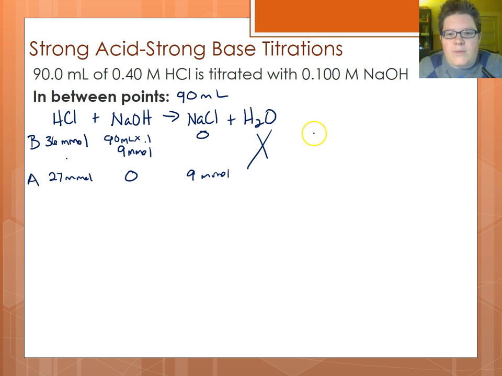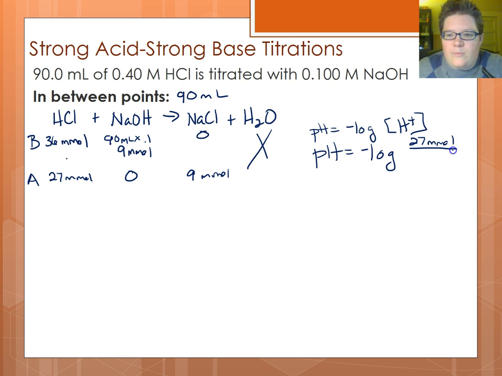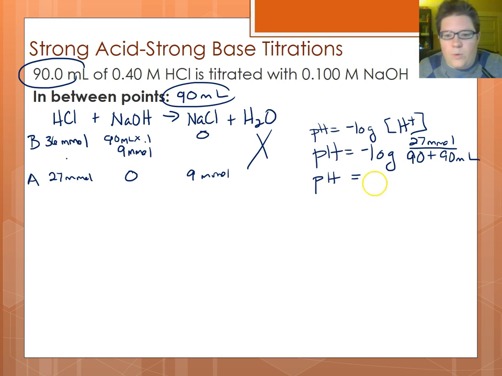And so for this one, my pH is my negative log of H+. And H+, again, is equal to your HCl because it's a strong acid. So negative log of 27 millimoles divided by what we started with, 90, plus what we added, 90. So 90 plus 90, aka 180. And so pH for that point, I got to be 0.82. So that's my next point. I have 90, 0.82. And then the next thing I want to do is another in-between.